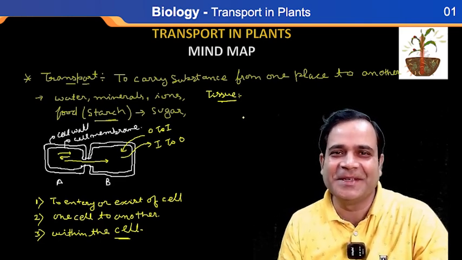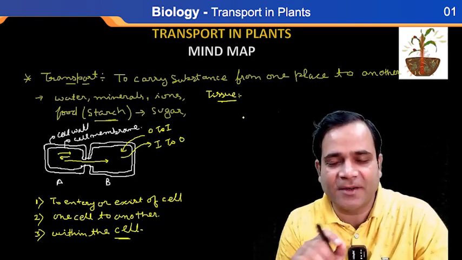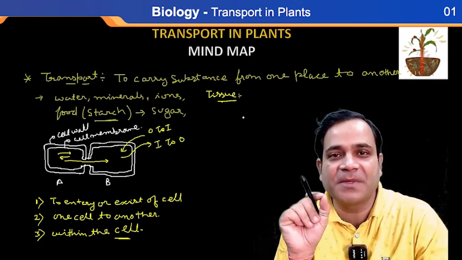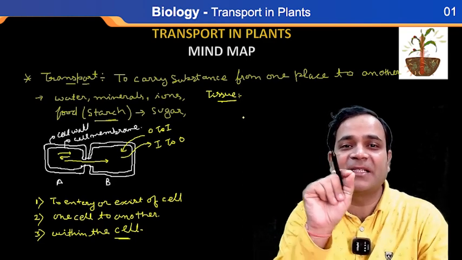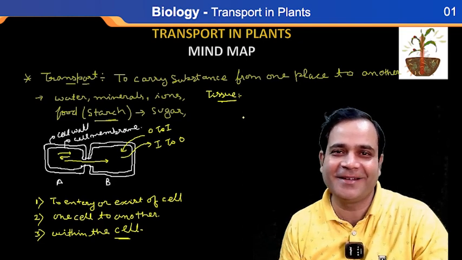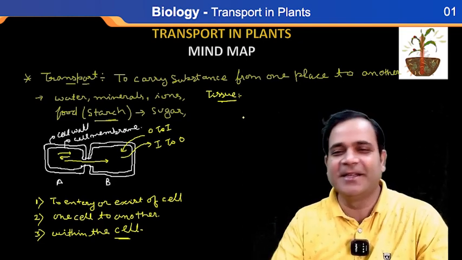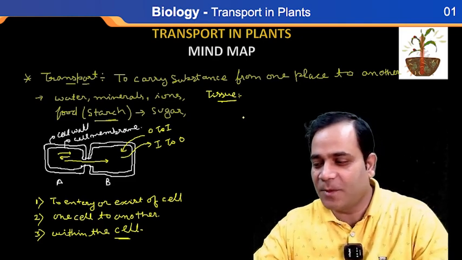A group of cells to perform a specific function is known as tissue, my dear. Yes or no? You forget. Write down, I am dictating here. A group of cells to perform a specific function is known as what, my dear? Clear? A group of cells to perform a specific function is known as tissue, my dear. Okay. Wait a moment.